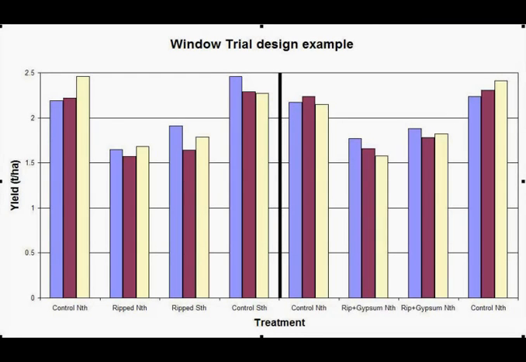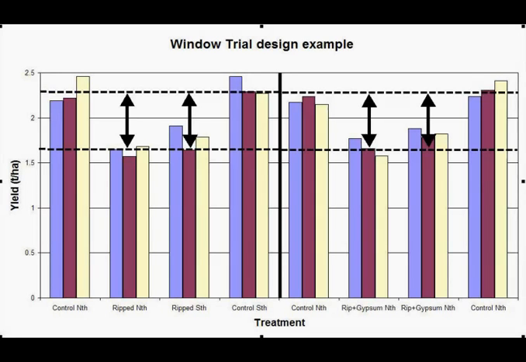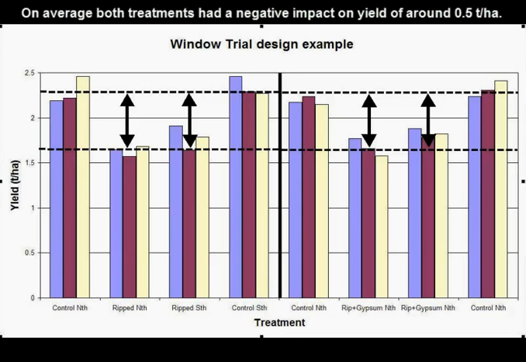This trial result clearly shows that treatments 1 and 2 are significantly lower than the controls outside the treatment zone. On average, both treatments had a negative impact of around about half a tonne per hectare. The window trial design is relatively simple in data extraction and comparison.